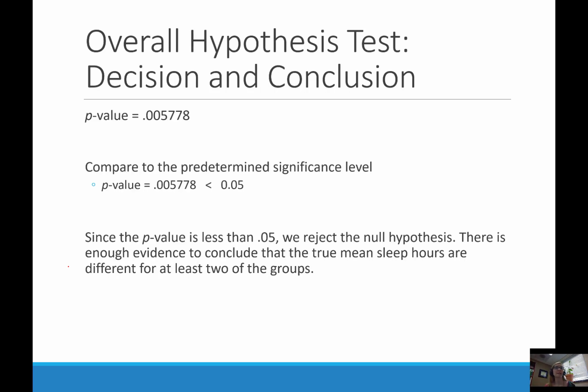From the first hypothesis testing lecture, we found our p-value to be 0.005778, which is less than the significance level of 0.05. Therefore, we rejected the null hypothesis and concluded that there is enough evidence that the true mean sleep hours are different for at least 2 of the groups. However, this does not tell us which groups are different from each other.